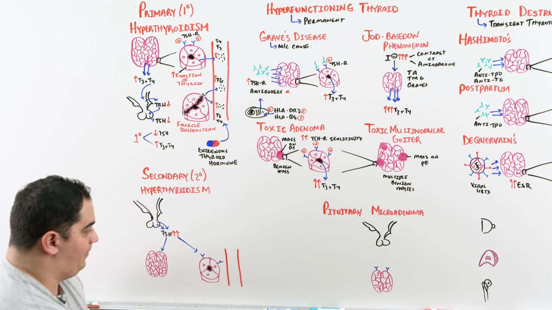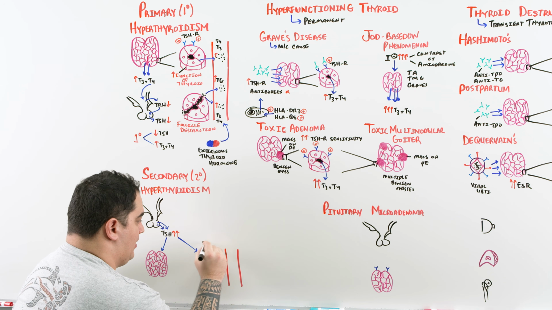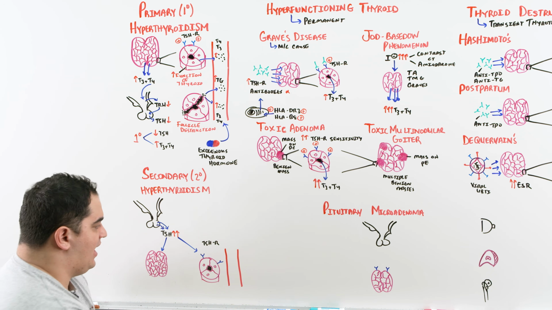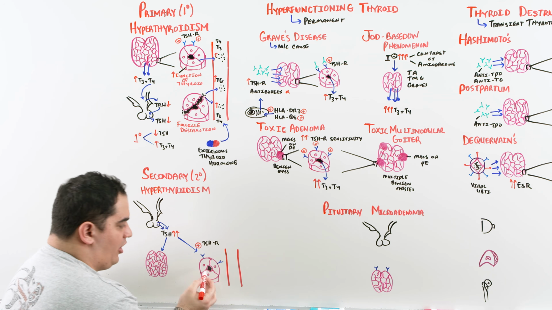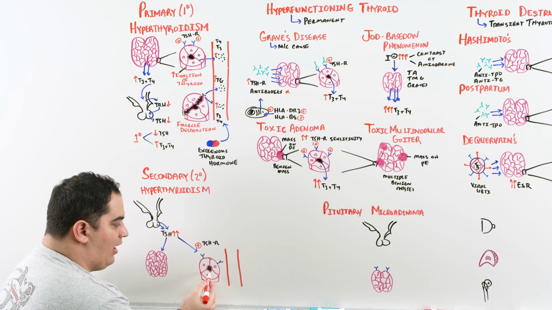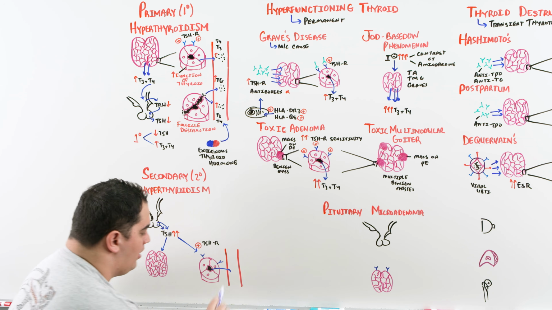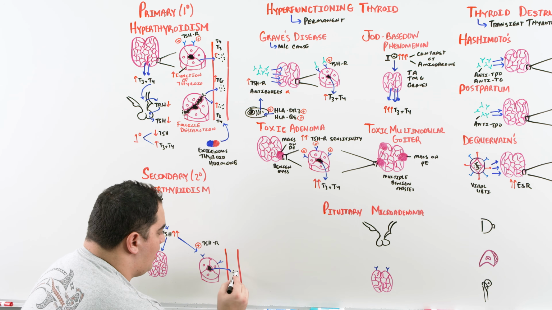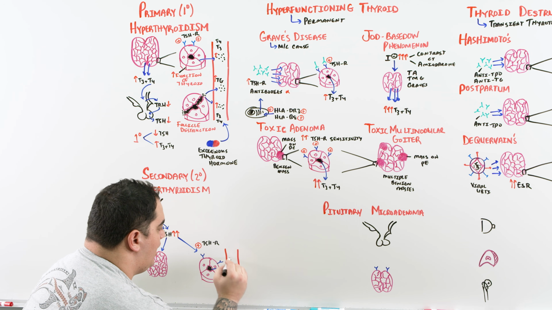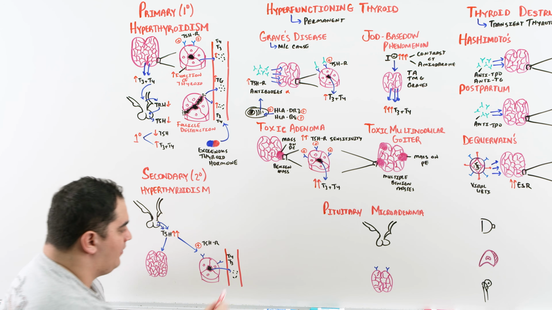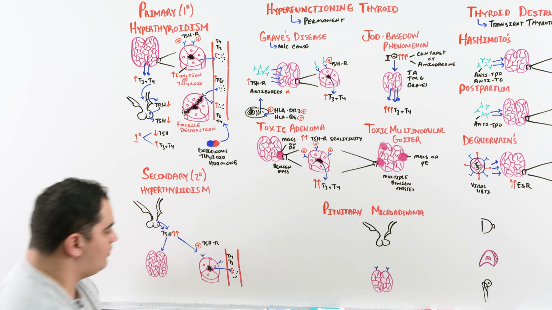Directly stimulates the TSH receptors. When you stimulate these TSH receptors, it'll trigger the production of thyroglobulin, combine it with iodine, and then release thyroid hormone into the bloodstream. So then you're going to get tons of T3 and T4 in the bloodstream.